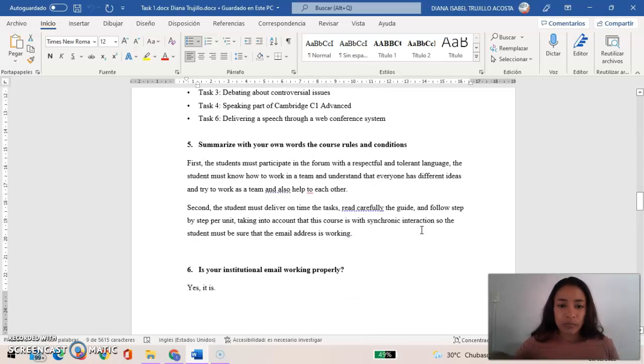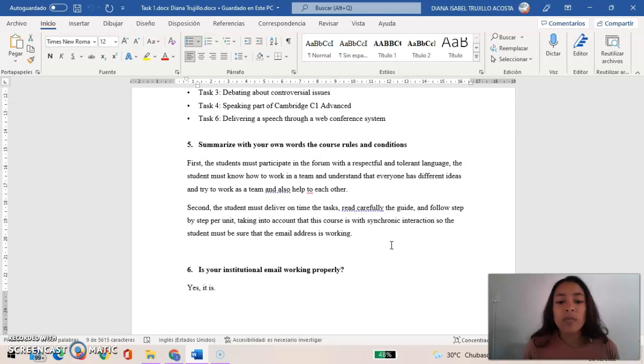Okay, summarize with your own words the course rules and conditions. In my opinion, the student must participate in the forum with respectful and tolerant language. The students must know how to work in a team and understand that everyone has different ideas, try to work as a team, and also help each other.